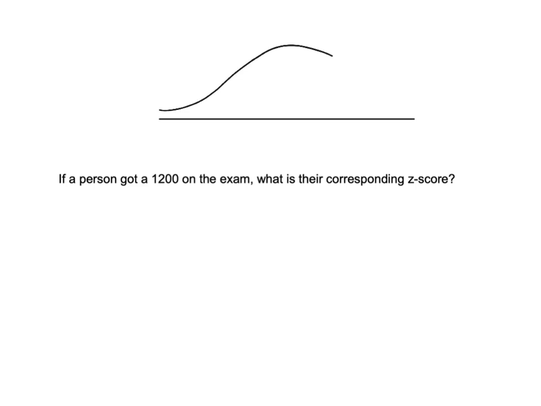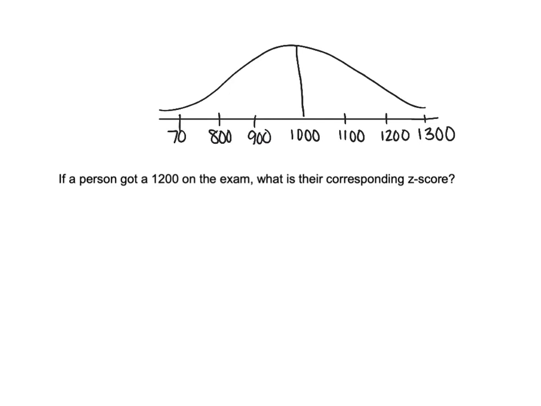part. So we're going to draw it, and we're going to put our mean, which was 1,000, and our standard deviation of 100. So I'm going to label this one as 1,100, 1,200, and 1,300. And I'm going to just keep going back, 900, 800, 700. So the question is saying, if a person got a 1200 on the exam, what is their corresponding z-score? Well, these are my data values in blue, we can underneath it put our z-score.